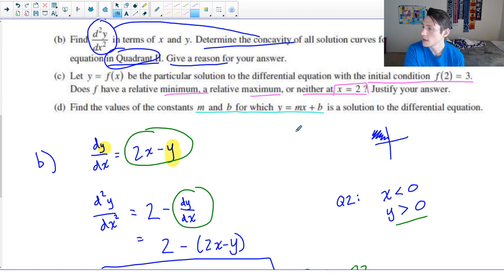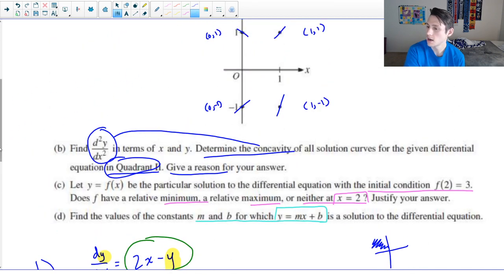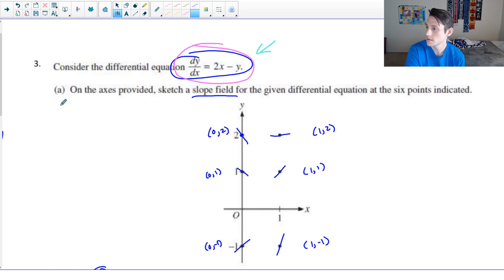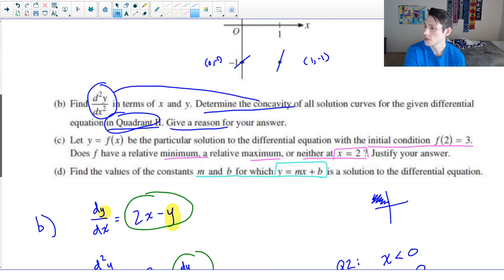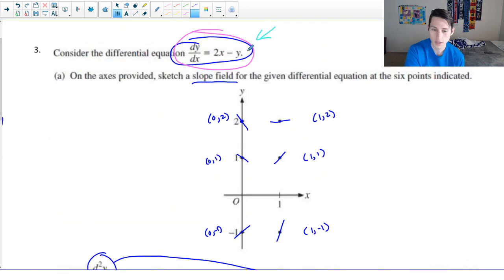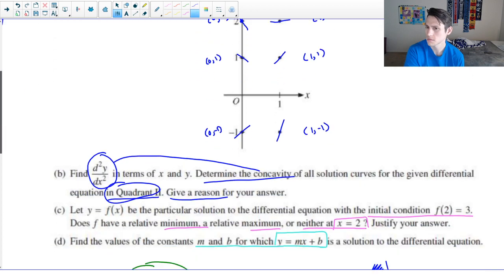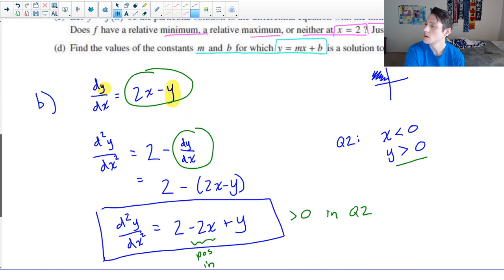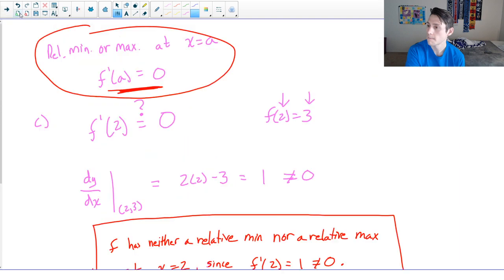All right, so let's assume we have a solution y equals mx plus b. If I take the derivative of this equation, I'm going to get this. So the question is, what values do I plug in for m and what do I plug in for b that would make it true that that derivative equals this? Cool. So let's do that.